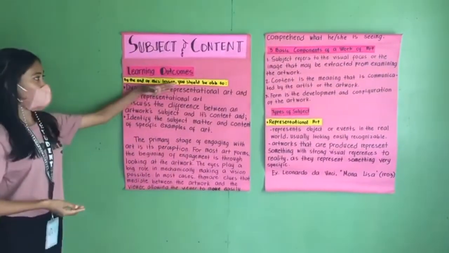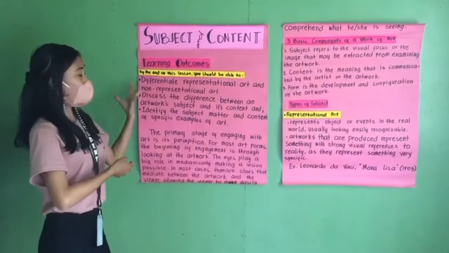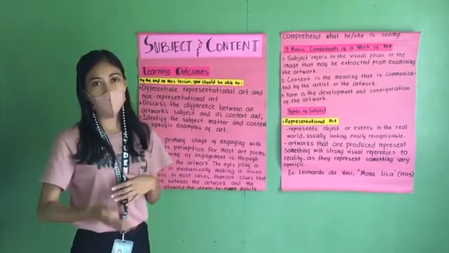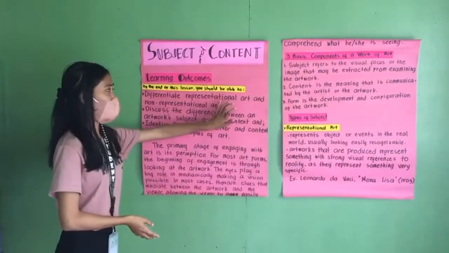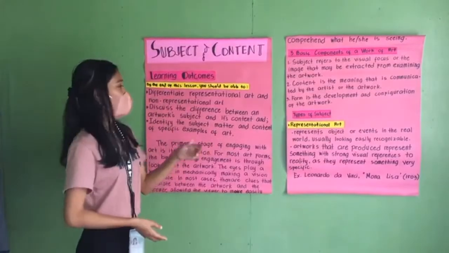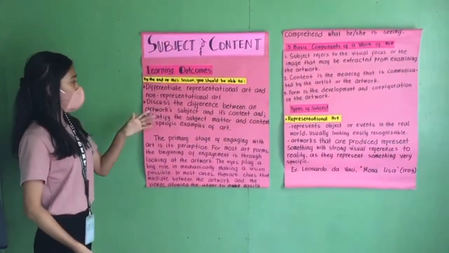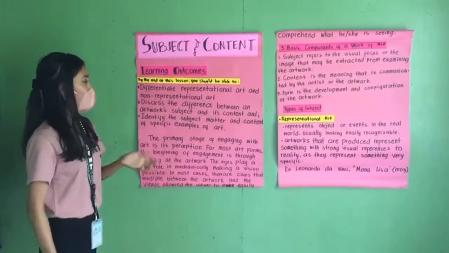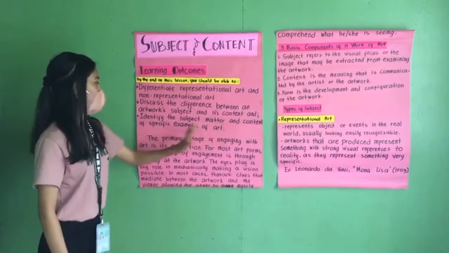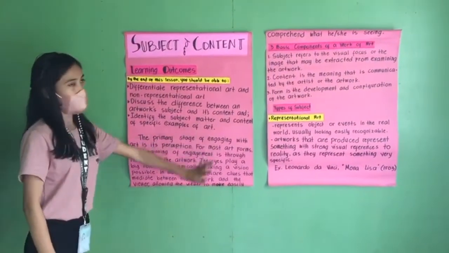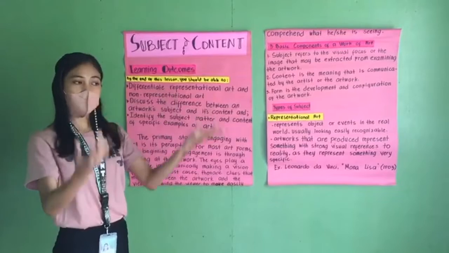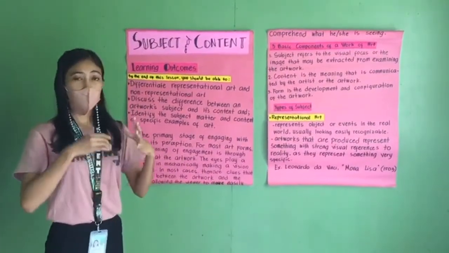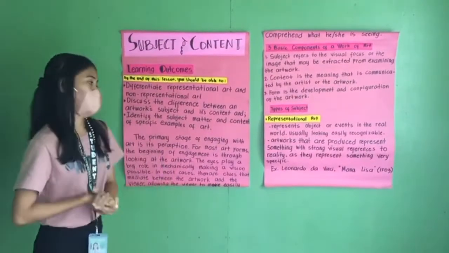So the learning outcomes: we are going to differentiate representational art and non-representational art. Later on, we will explain what is representational art and what is non-representational art. The second learning outcome will be to discuss the difference between an artwork's subject and its content. And lastly, to identify the subject matter and content of specific examples of art. We are going to give examples regarding painting and sculpture. We will also distinguish between subject and content.